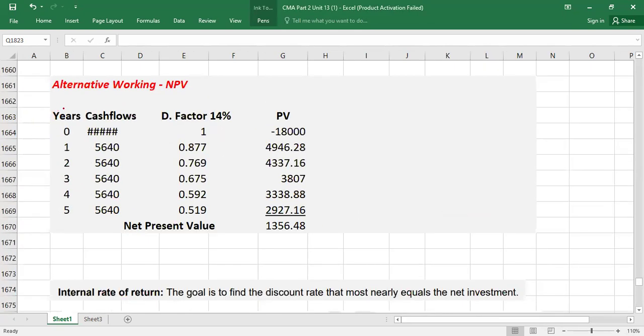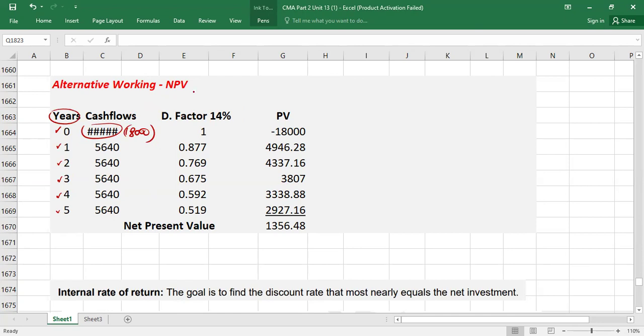So first we write year. As per project life, we have year 0, 1, 2, 3, 4, 5. And in year 0, we will always write investment. Our investment was 18,000, if I'm not wrong. It's given in the question. So it is always written as a negative cash flow.